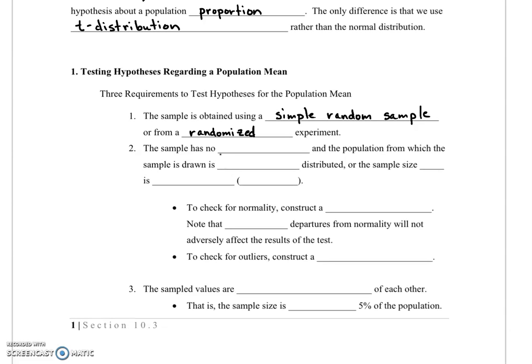The second requirement is that the sample has no outliers, and the population from which we drew the sample has to be normally distributed, or the sample size n is large. And by large, remember, we mean that it has to be greater than or equal to 30 individuals.